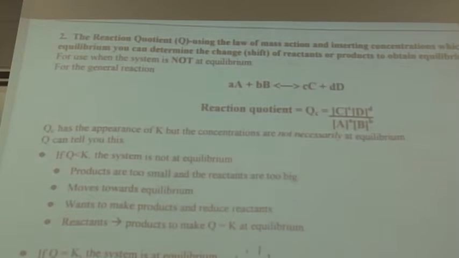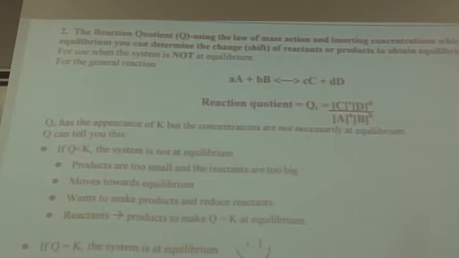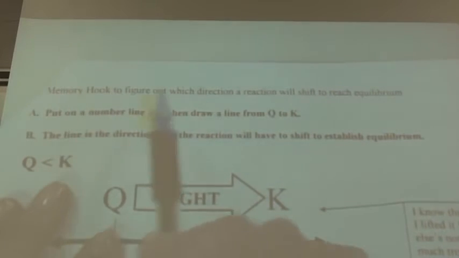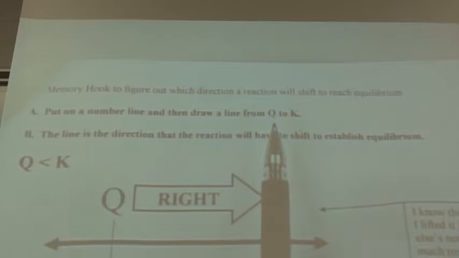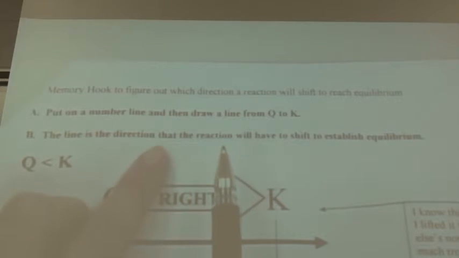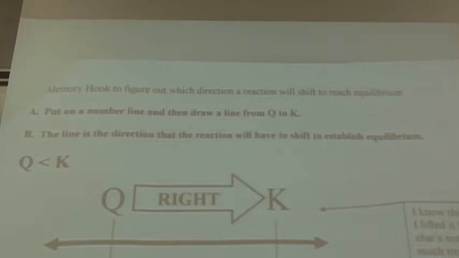You know what? This drove me nuts. There were way too many if, then, what should I do? I don't like this. So that segued into the next page. Here it is, a memory hook. Put the number on a number line and then draw a line from Q to K. The arrow will tell you the direction that the reaction will shift to establish equilibrium.